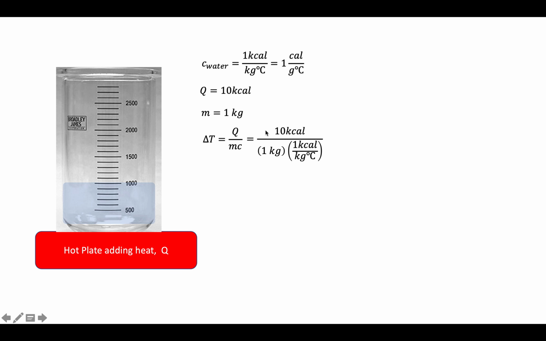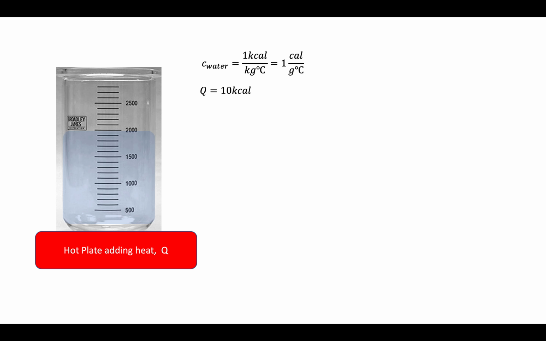When we put in 10 kilocalories for the heat, and then we divide by the mass times the specific heat, we see that the change in temperature of this water would be 10 degrees Celsius under these conditions. Now, what we'd like to know is what happens if we have more or less water.